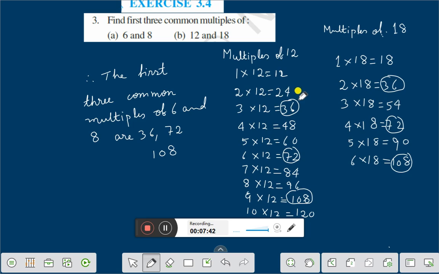You see common is 36, common in both, and 72 common, and 108 is also common. Therefore the first three common multiples of 12 and 18 are 36, 72 and 108. This is the solution of question number 3b, exercise 3.4.